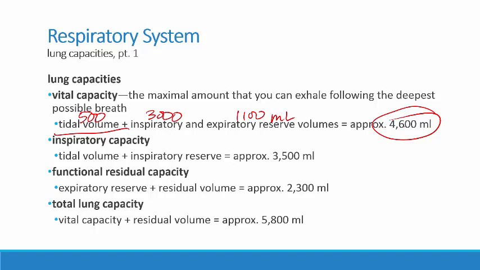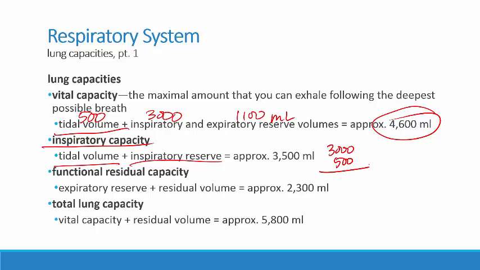So that's vital capacity. The inspiratory capacity is the most that you can breathe in at one time. So that would be the tidal volume, that regular little breath, plus the inspiratory reserve. So 3,000 plus 500, or 3,500, 3.5 liters.